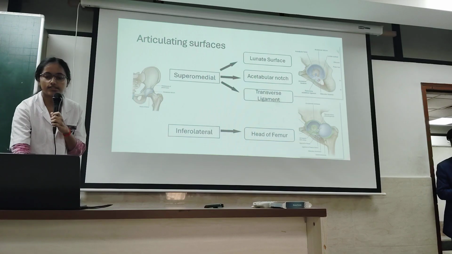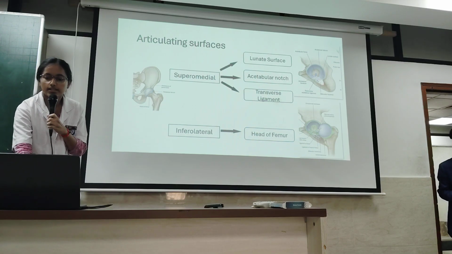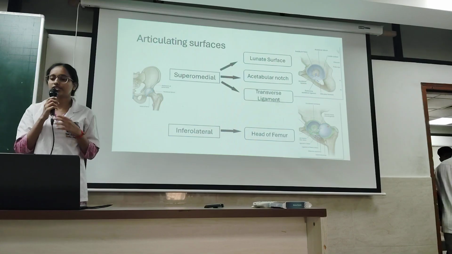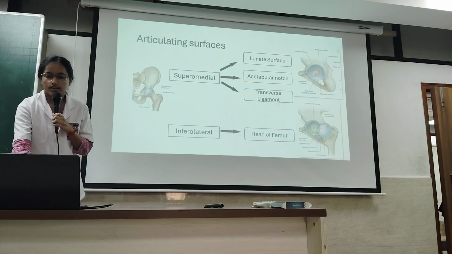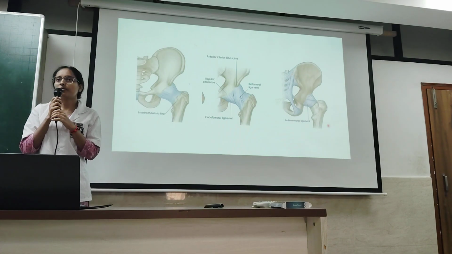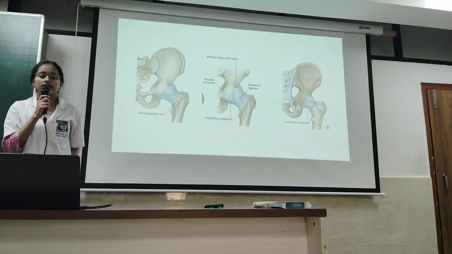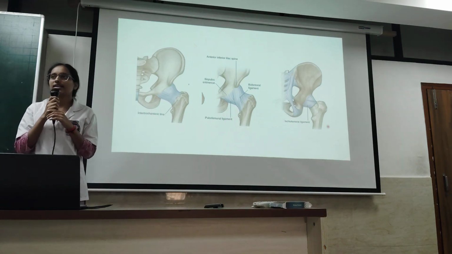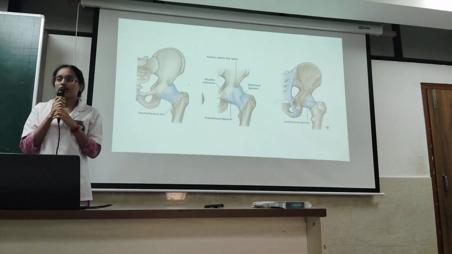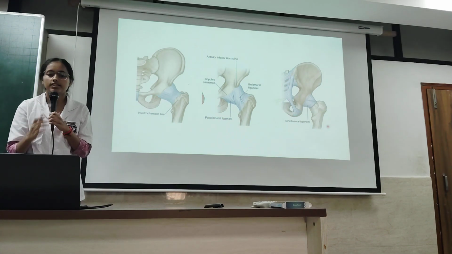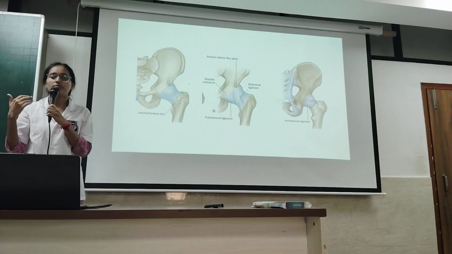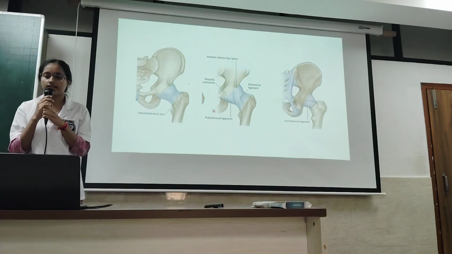And the inferolateral surface is made by the head of the femur, which is covered entirely by hyaline cartilage except at the fovea. Next, let's learn about the capsule and ligaments. The capsule superiorly extends from the acetabulum, acetabular labrum and transverse acetabular ligament to the intertrochanteric line on the anterior side and posteriorly to the intertrochanteric crest.